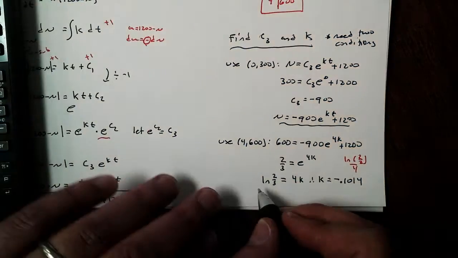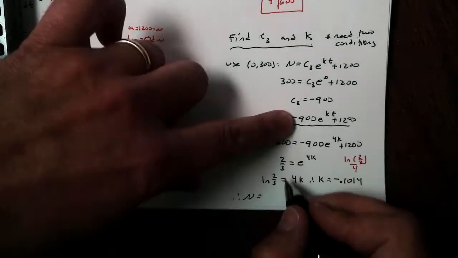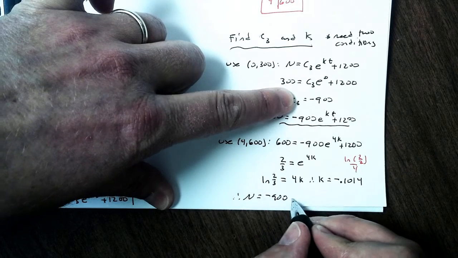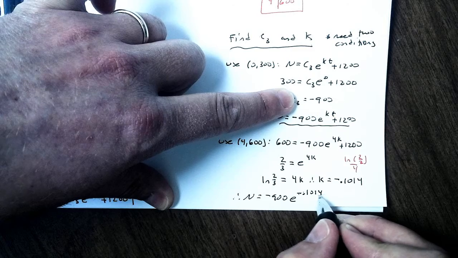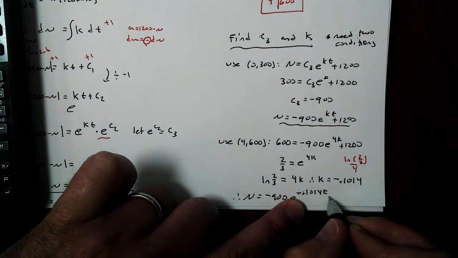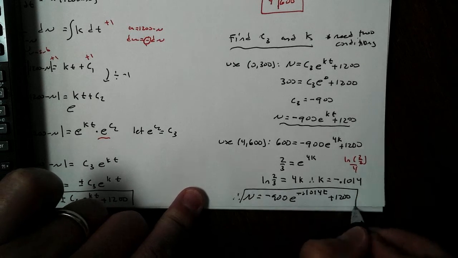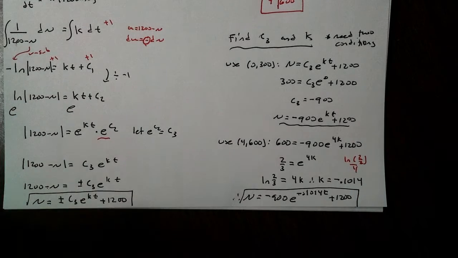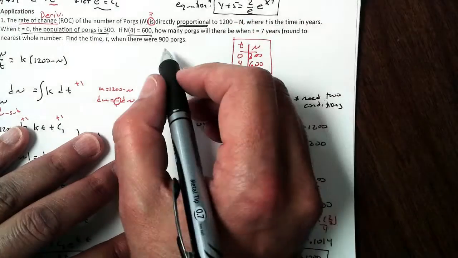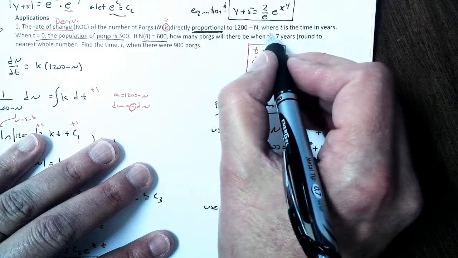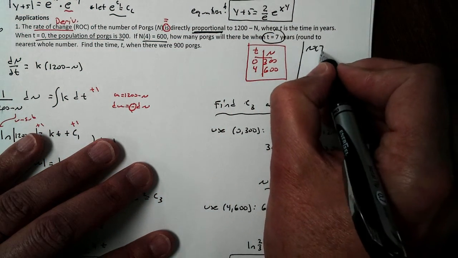So what's my equation now? N would equal negative 900 e to the negative 0.1014 t plus 1200. And there's our final equation right there. Now we're still not done, okay? So I ran out of room down here. We're still not done because remember, we want to find out how many porgs when t was 7. So what we have to do now is find n of 7.